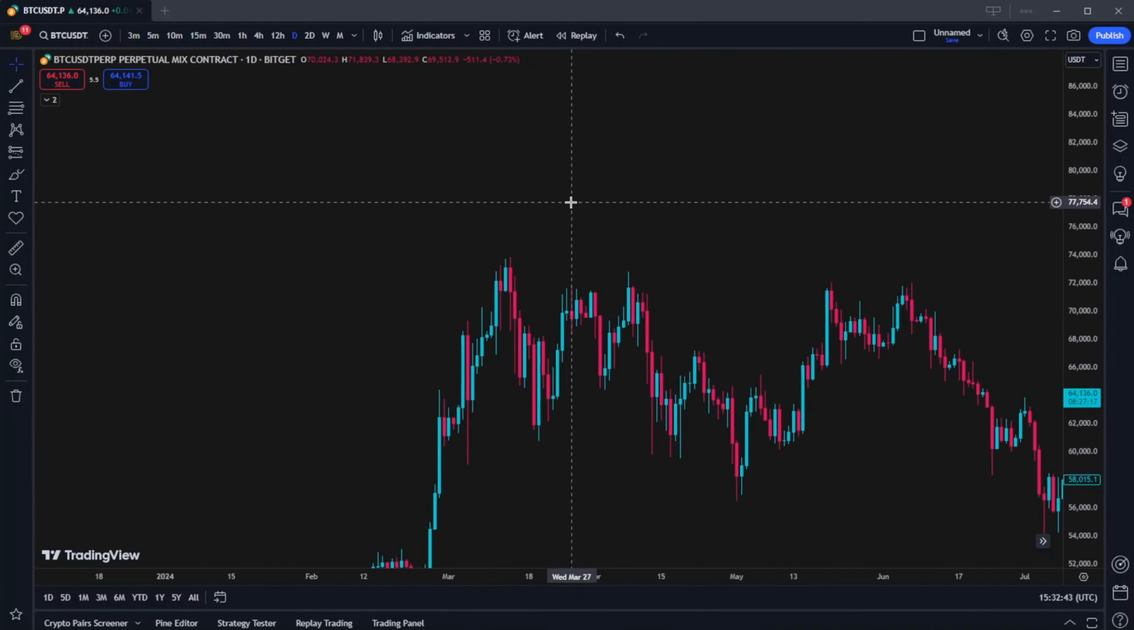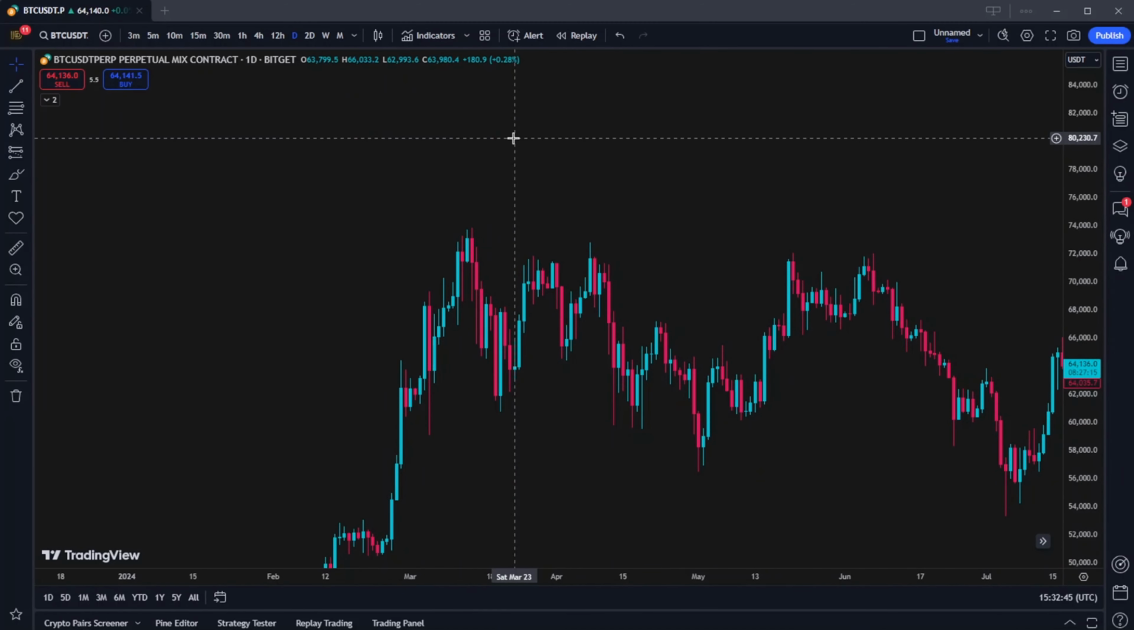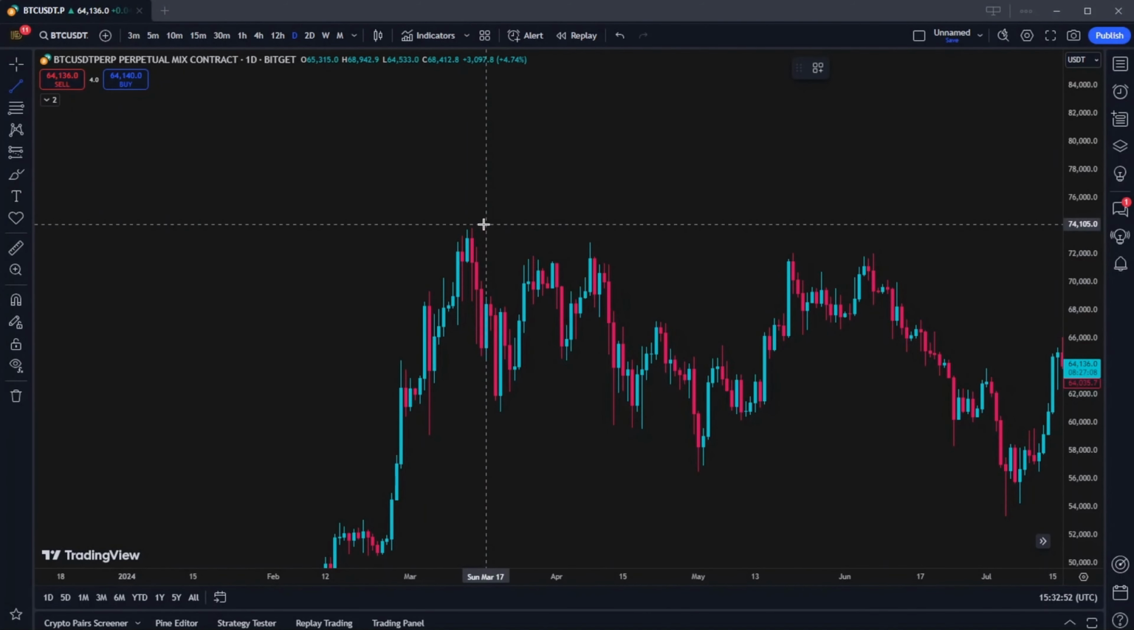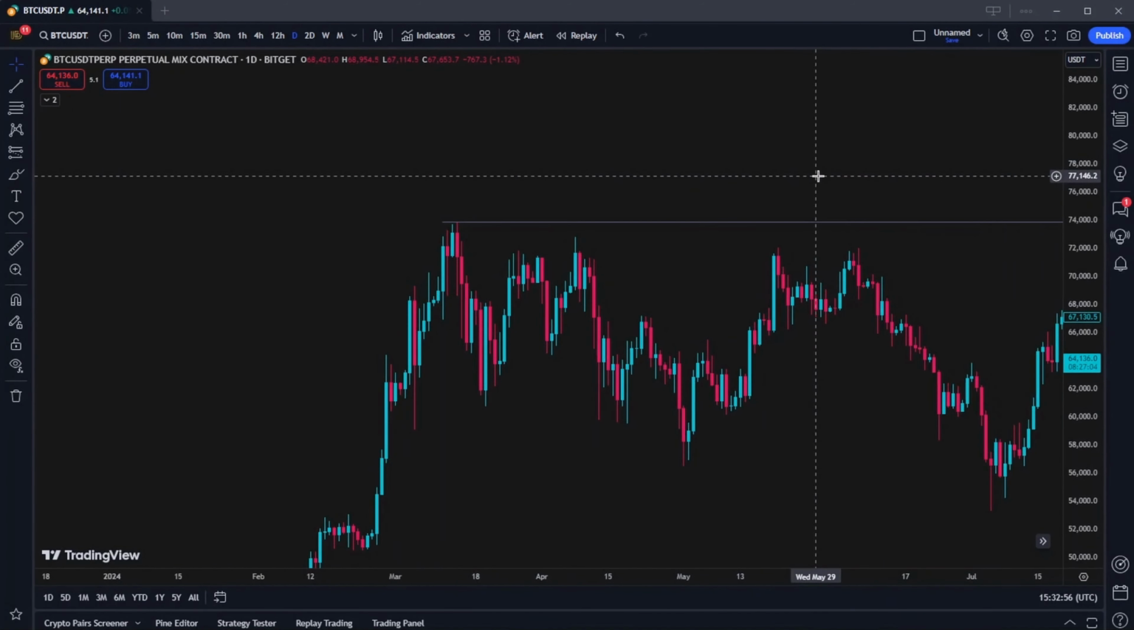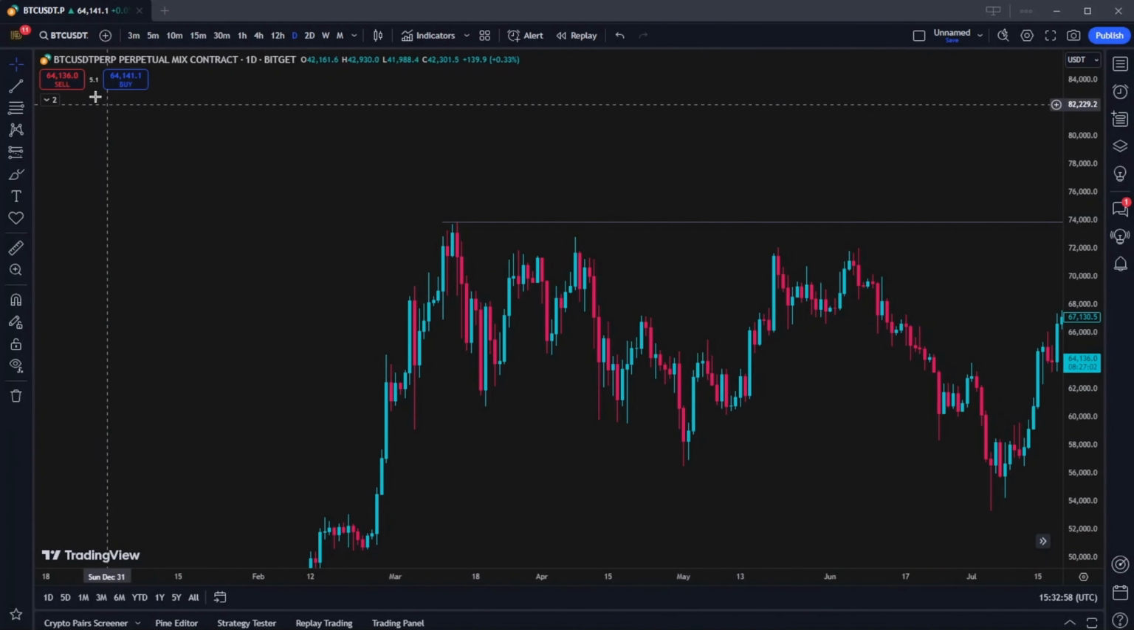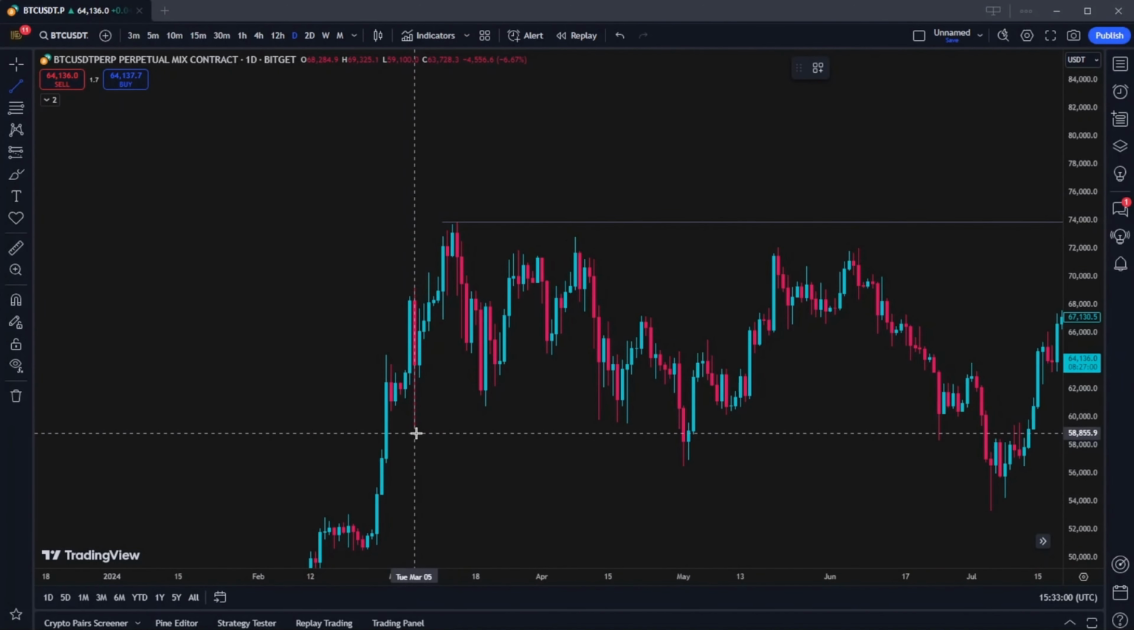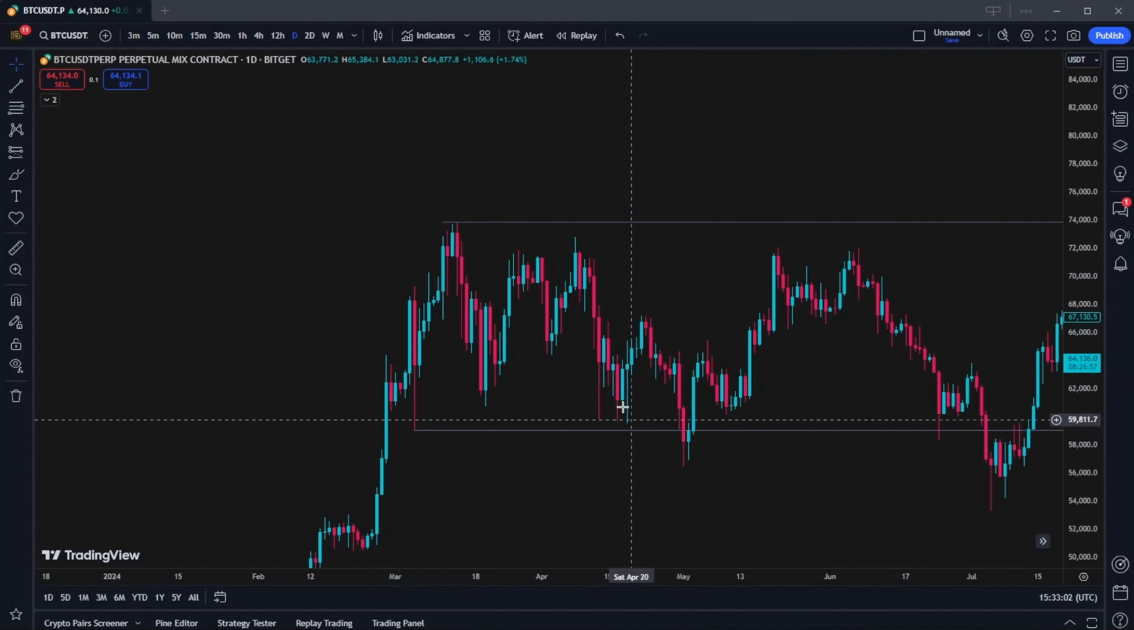Then we have the swings. So we also have swing highs and swing lows in the market, and these are usually the key peaks in price movement. Swing highs, like we see here for example, represent a resistance level, and swing lows, like here for example, can represent a support level.